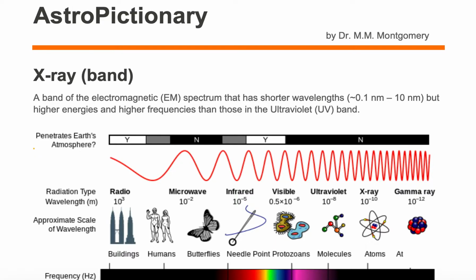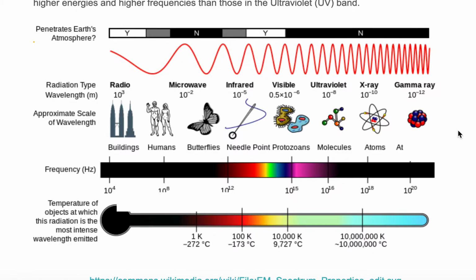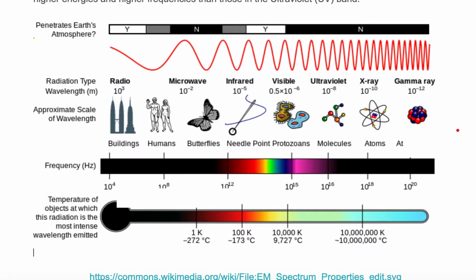An X-ray, or X-ray band, is a band of the electromagnetic (EM) spectrum that has shorter wavelengths, roughly 0.1 nanometers to 10 nanometers, but higher energies and higher frequency than those in the ultraviolet band. So here's the electromagnetic spectrum, and we want to find the X-ray region of the electromagnetic spectrum, which is roughly in this region that I am circling.